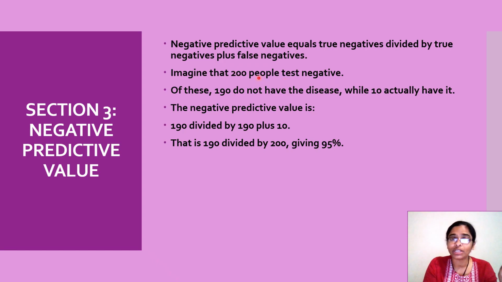For example, imagine that 200 people tested negative. Of these, 190 do not have the disease while 10 actually have it. So the negative predictive value will be the true negatives, that is 190, divided by the total negatives, that is 190 plus 10, that is 200. So 190 divided by 200, which gives us 95%. So what is the inference? When the test is negative, there is a 95% probability that the person genuinely does not have the disease.